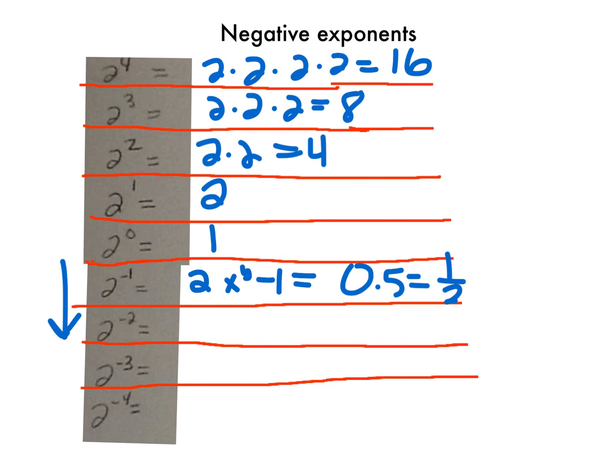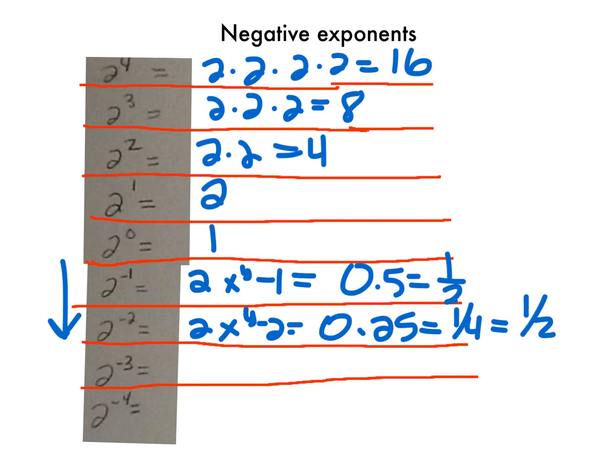Now let's look at the next one. If I go 2 to the x to the y negative 2 and I push the equal sign, what do you think you might get? You get 0.25, which happens to be 1/4, which, by the way, happens to be 1 over 2 squared. The next one is going to actually be 0.125, which happens to be 1/8, and it happens to be 1 over 2 to the 3rd power.